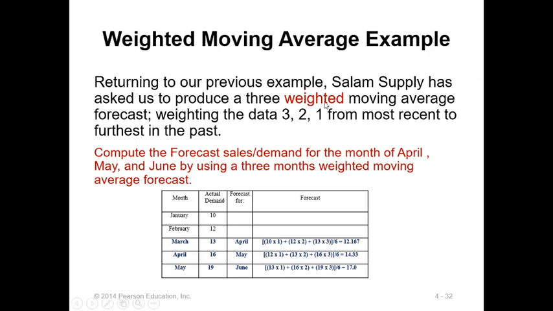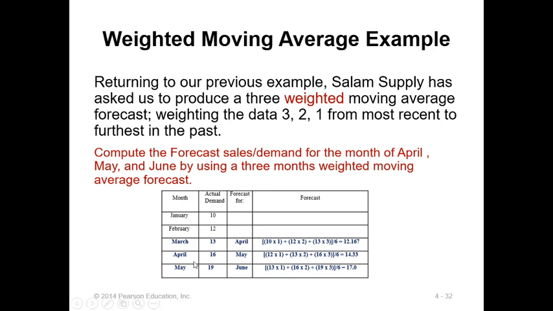As you can see, it's in red here, 3-month weighted moving averages. He is telling us that you have to take into consideration the importance weight. For example, for the most recent month, the weight is 3, for 2 months ago, the weight is 2, and 3 months back, the weight is 1.